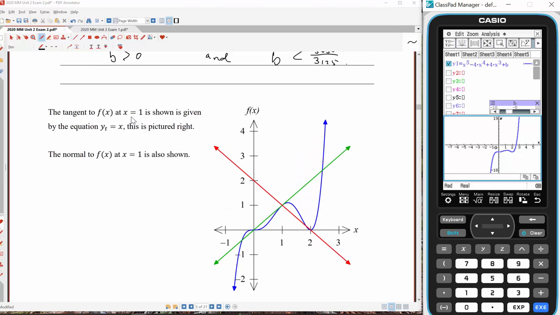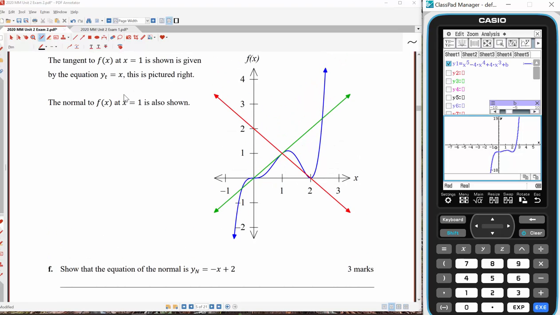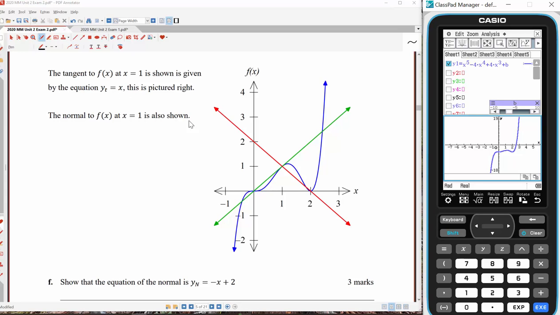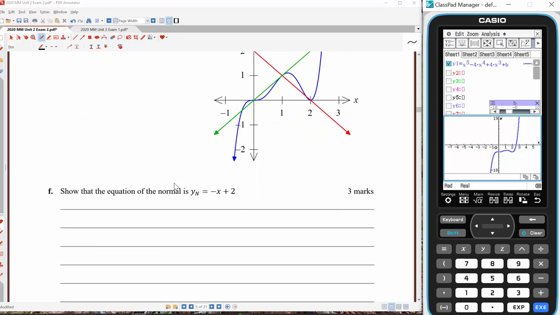Okay, the tangent to the graph of f of x at x equals 1 is given. It's pictured at right. The normal at x equals 1. The tangent is y equals x. Tangent is shown. The equation of the normal is that. Well, you can kind of see that if the equation of the tangent is y equals x, then it will have a gradient of 1. The normal is going to have a gradient of -1. So it's going to be negative x plus the y-intercept is 2. So that just makes sense. But let's not assume anything.